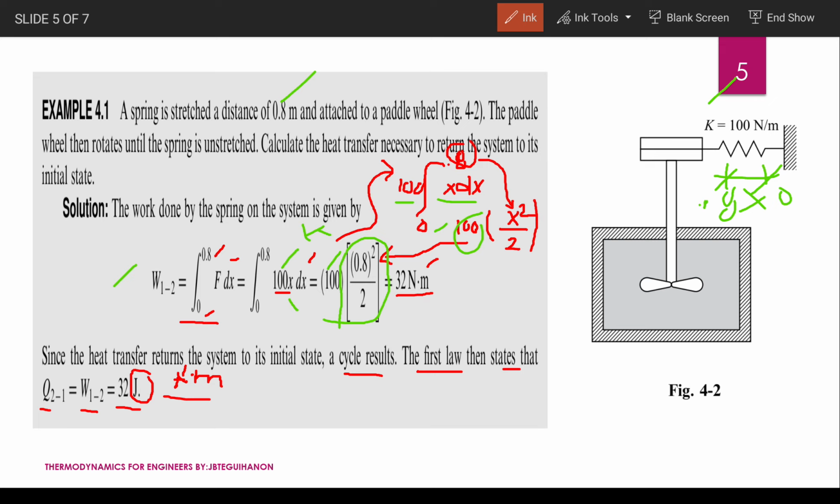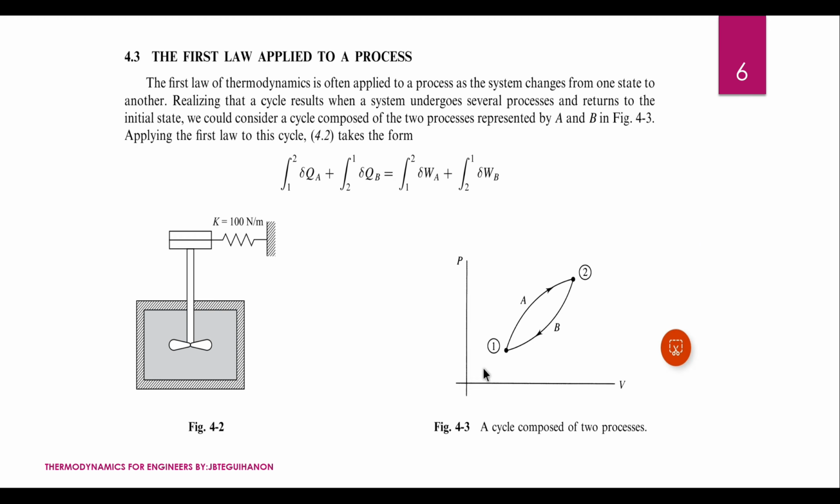Okay? Ngayon, ito yung mahalaga. Sabi niya, since the heat transfer returns the system to its initial state, a cycle results. So, nagkaroon ng cycle, kasi bumalik yung state. Bumalik sa initial state. The first law then states that Q2-1 is equal to W1-2. And that is 32 joule, 32 Newton meter. Okay? Okay. So hanggang dyan lang muna tayo. Thanks.